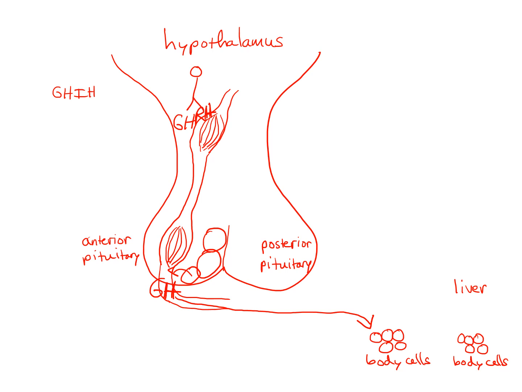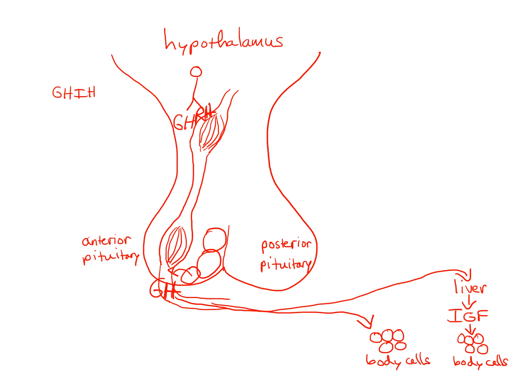And then the other pathway that growth hormone can follow is that it can go to the liver. And then the growth hormone will tell the liver to secrete a hormone, insulin-like growth factor. And then the insulin-like growth factors will then travel to the body cells and then tell them to grow or change their metabolism. And so those are the two pathways of growth hormone.